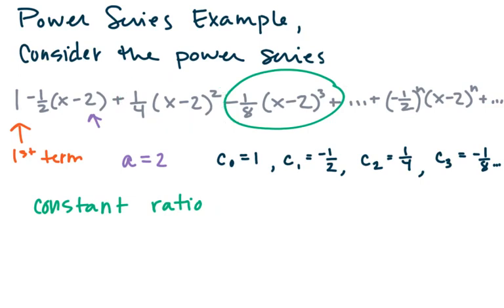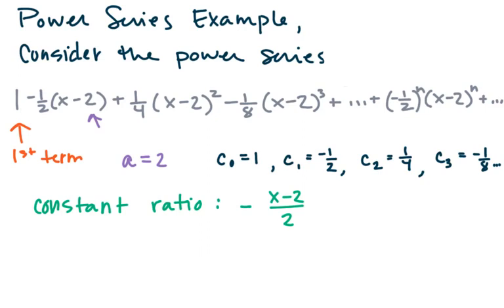My constant ratio will be negative (x minus 2)/2. Okay, so this is a geometric series because we can determine that constant ratio. We know it's a geometric series. And if I want to make sure this converges, well, geometric series are convergent when the absolute value of the ratio is less than 1.